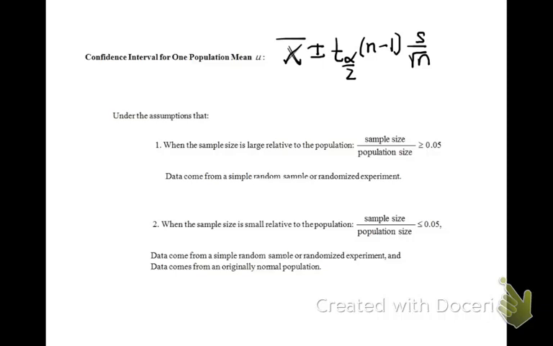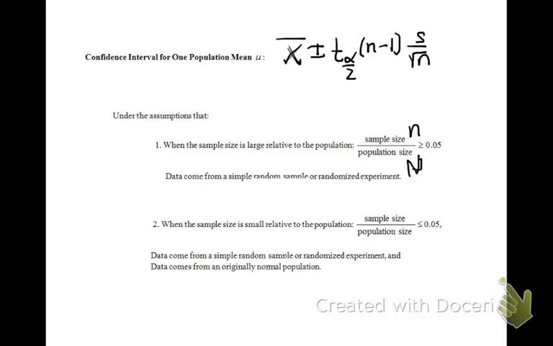This is true under the assumptions that if you have a large population, the data come from a simple random sample or a randomized experiment. Now, to decide that the sample size is large compared to the population, what you'll do is take your sample size, little n, and divide by your population size, capital N. And if this value is 0.05 or larger, then you have a large sample size. It's basically saying you sampled 5% of the population.